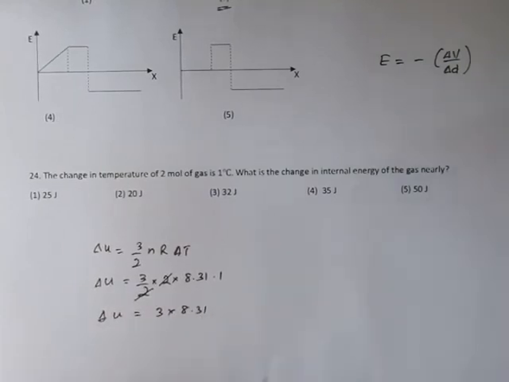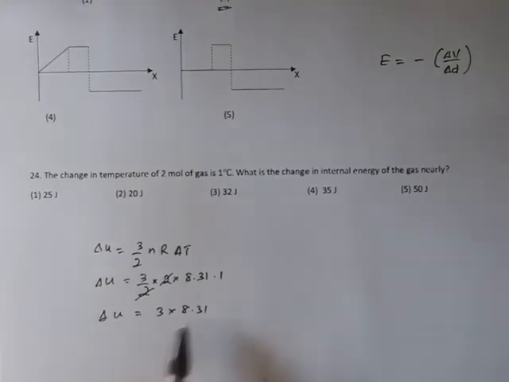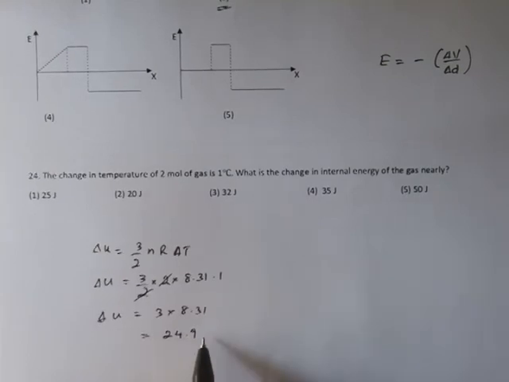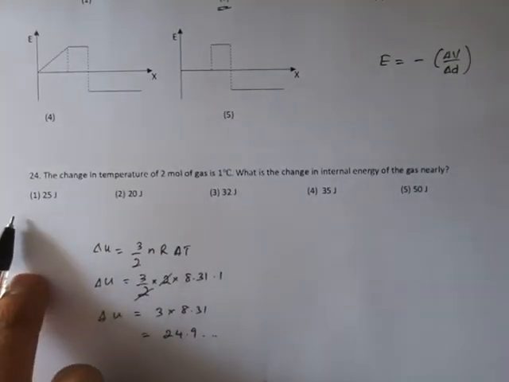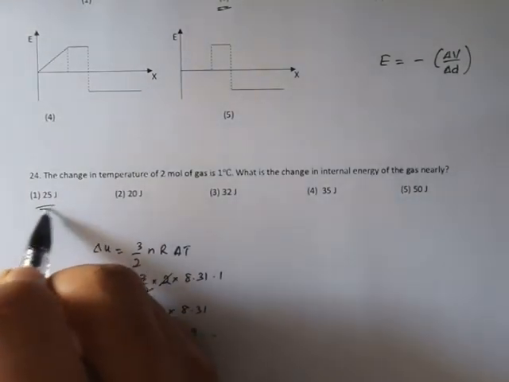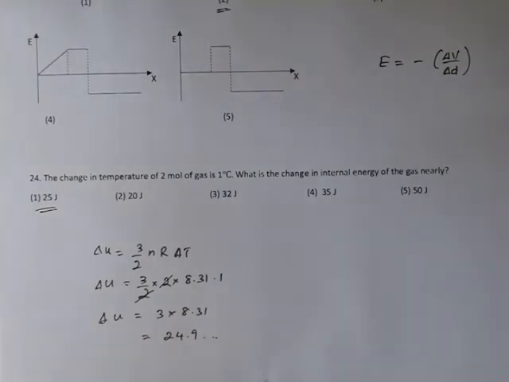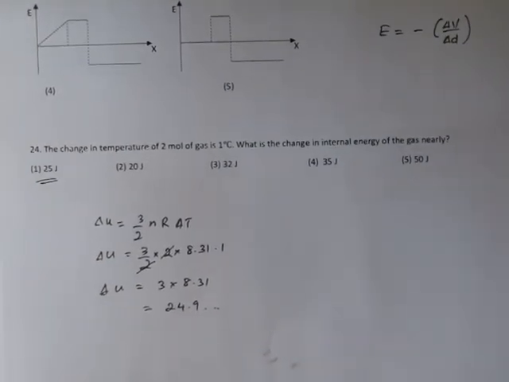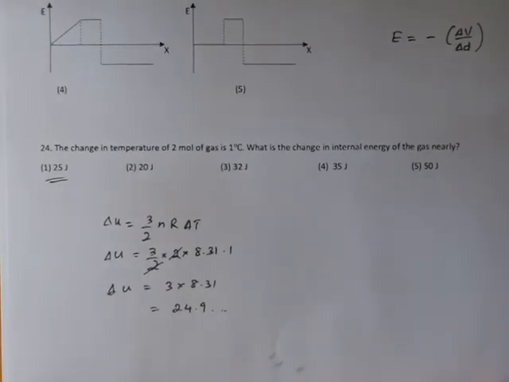So 3 times 8.31: 8 into 3 is 24, 3 into 3 is 9. So we get somewhere around 24.9. So the answer is 25, because we want to find nearly. So it's 25 joule. Okay, these are very easy questions. And yeah, 25th.